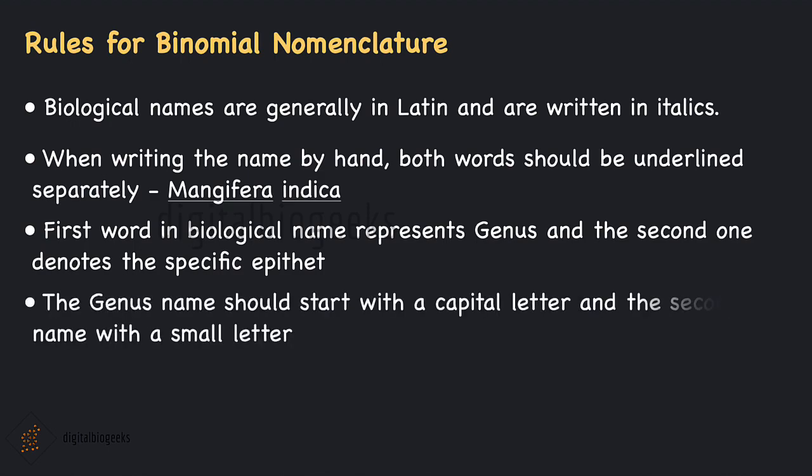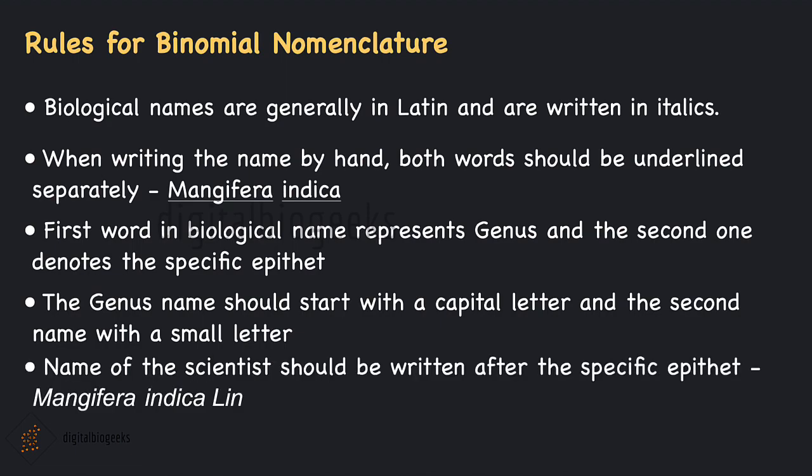The genus name should start with a capital letter while the second name with a small letter. If you observe carefully, here you can see in Mangifera, the first letter M is in capital and in indica the first letter is in small letter, which is the species name. Name of the scientist should be written after the specific epithet. Example, Mangifera indica Linn. This means the species indica was first described by Linnaeus.